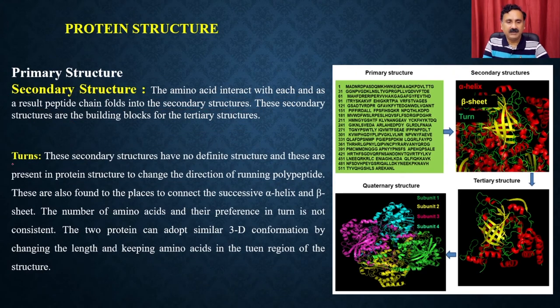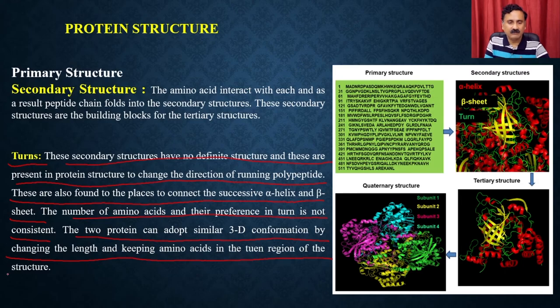Then we have the turns. These secondary structures have no definite structure, and they are present in the protein structure to change the direction of the running polypeptide. They are also found in places connecting successive alpha helices and beta sheets. The number of amino acids and their preference in a turn is not consistent. Two proteins can adopt a similar 3D conformation by changing the length and keeping the amino acids in the turn region of the structures.